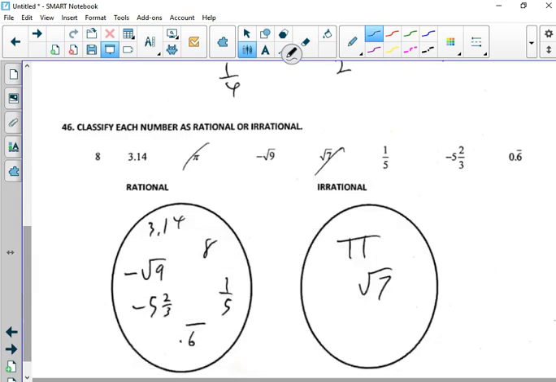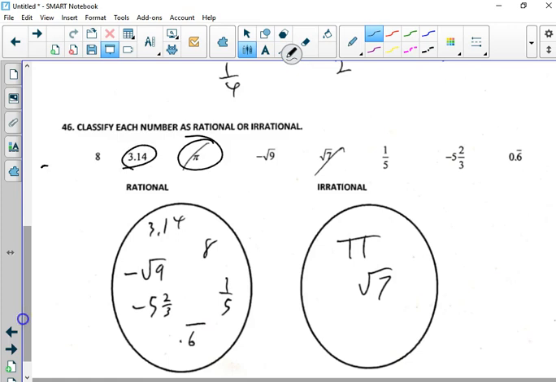And then placing these in, pi goes on forever. It is an irrational number. There's no end to it. You can't write it as a fraction. Square root of 7, you cannot write as a fraction. So those go in the irrational.